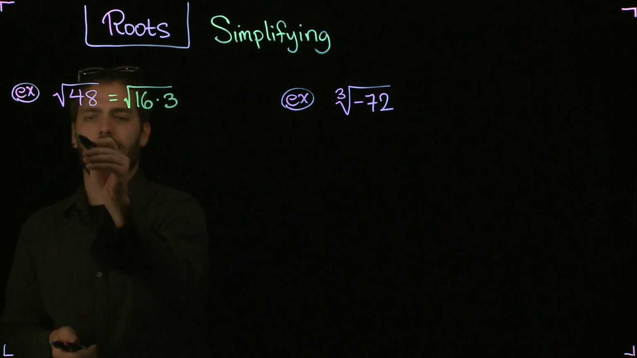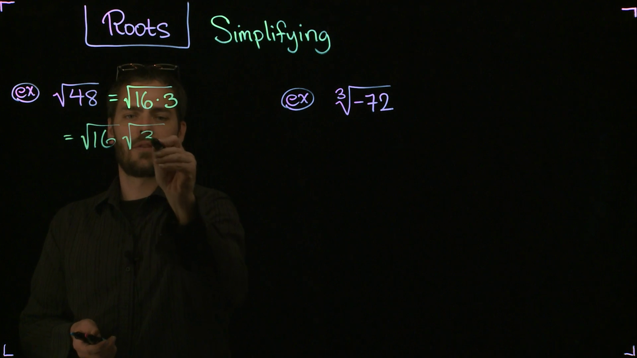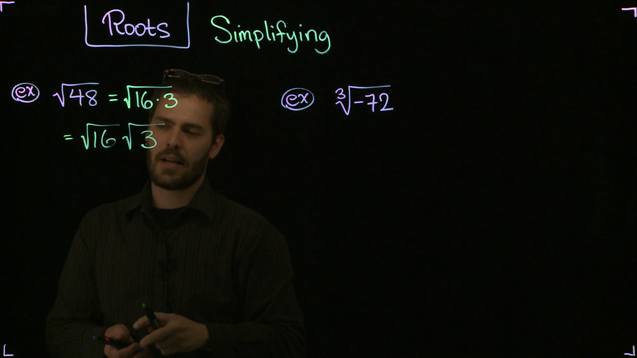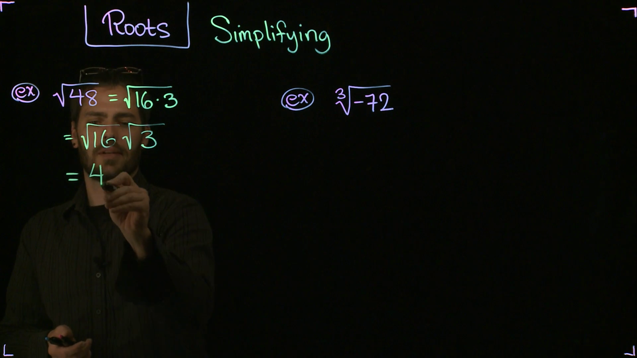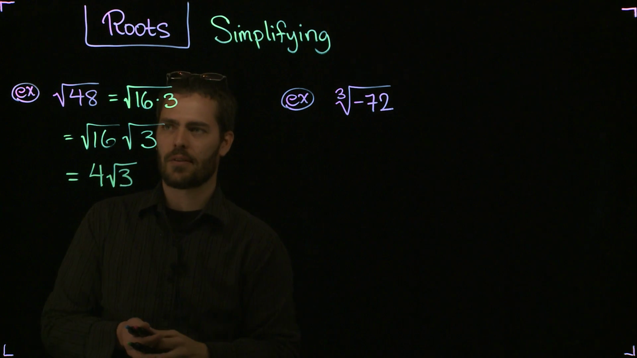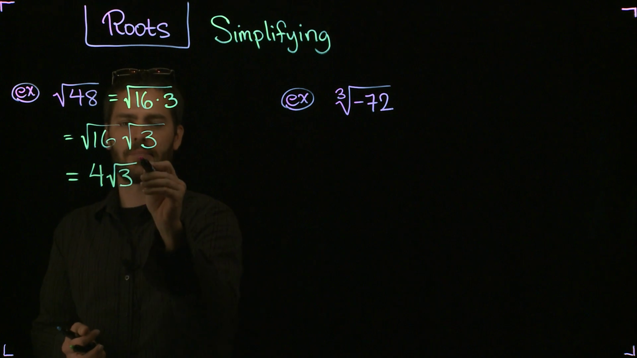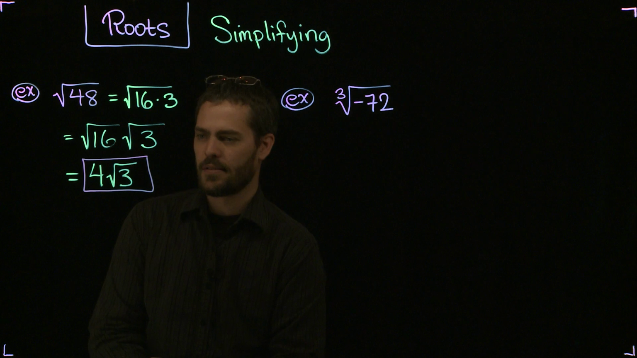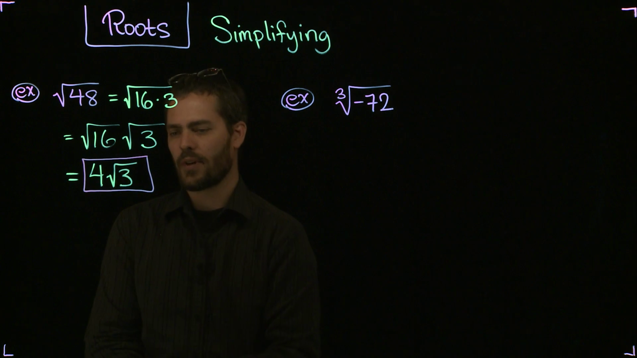I can separate it then into the root of 16 times the root of 3, and that was the property to which I was referring. Now I can take the square root of 16, which is 4, and I'm left with root 3 here. So 4 times the square root of 3 is the same as the square root of 48. And this is my simplified exact form of the root of 48.